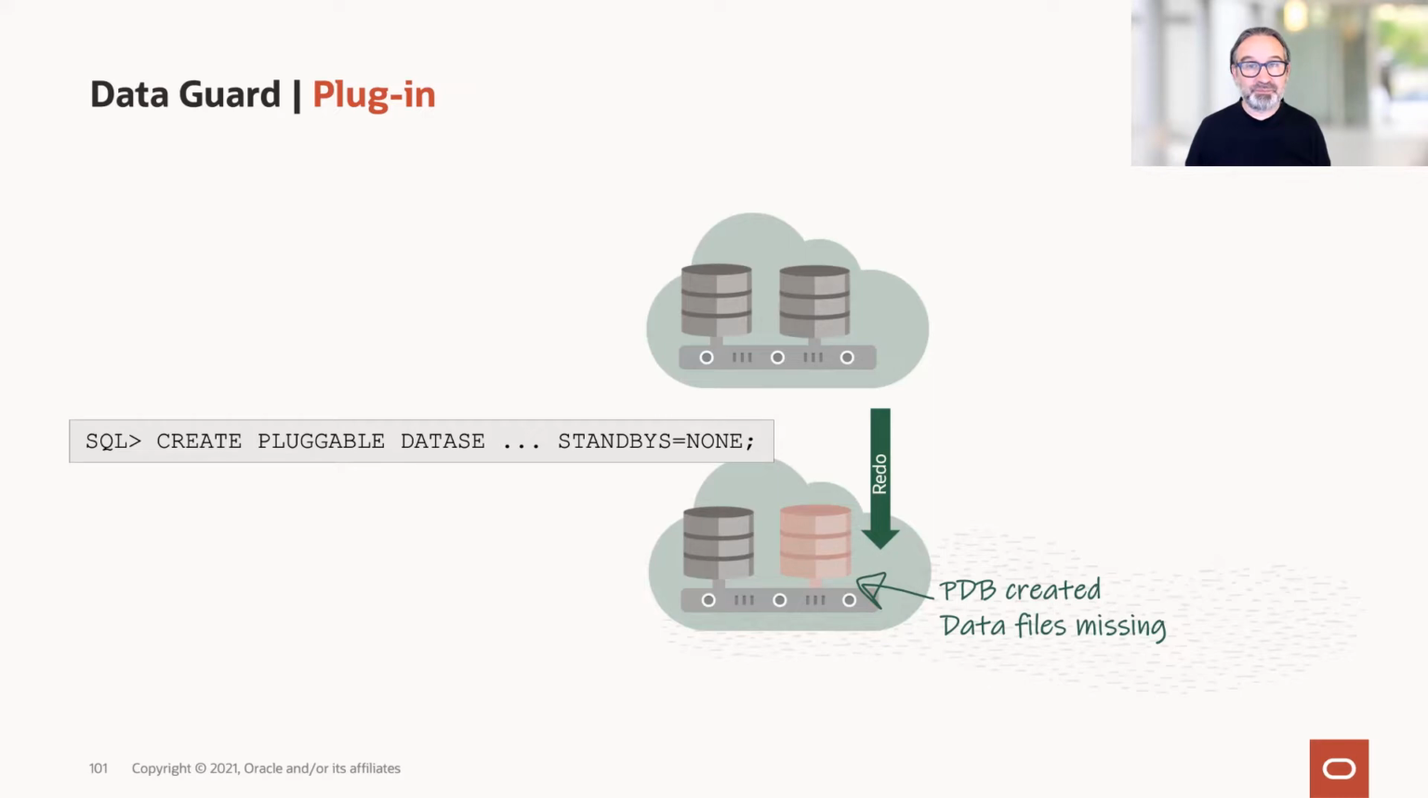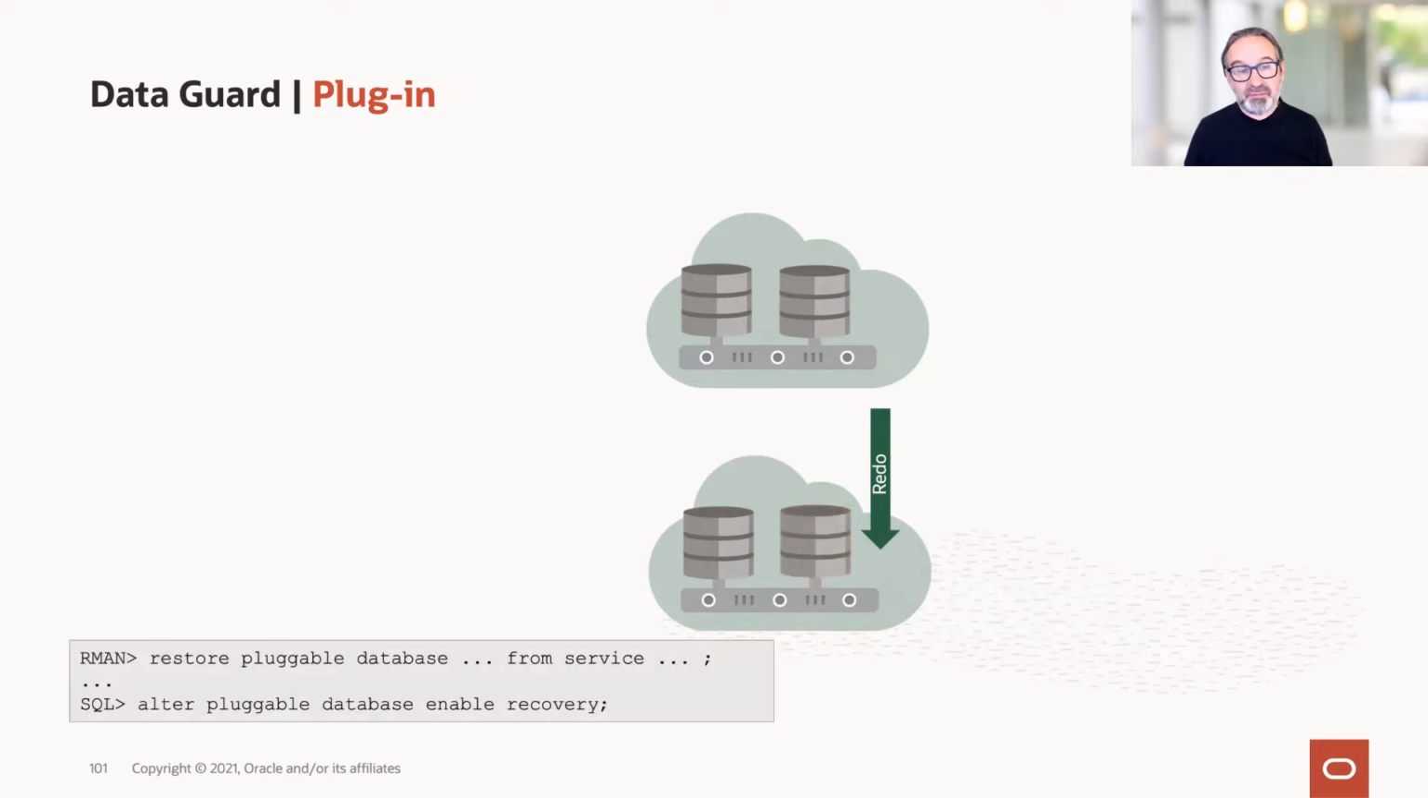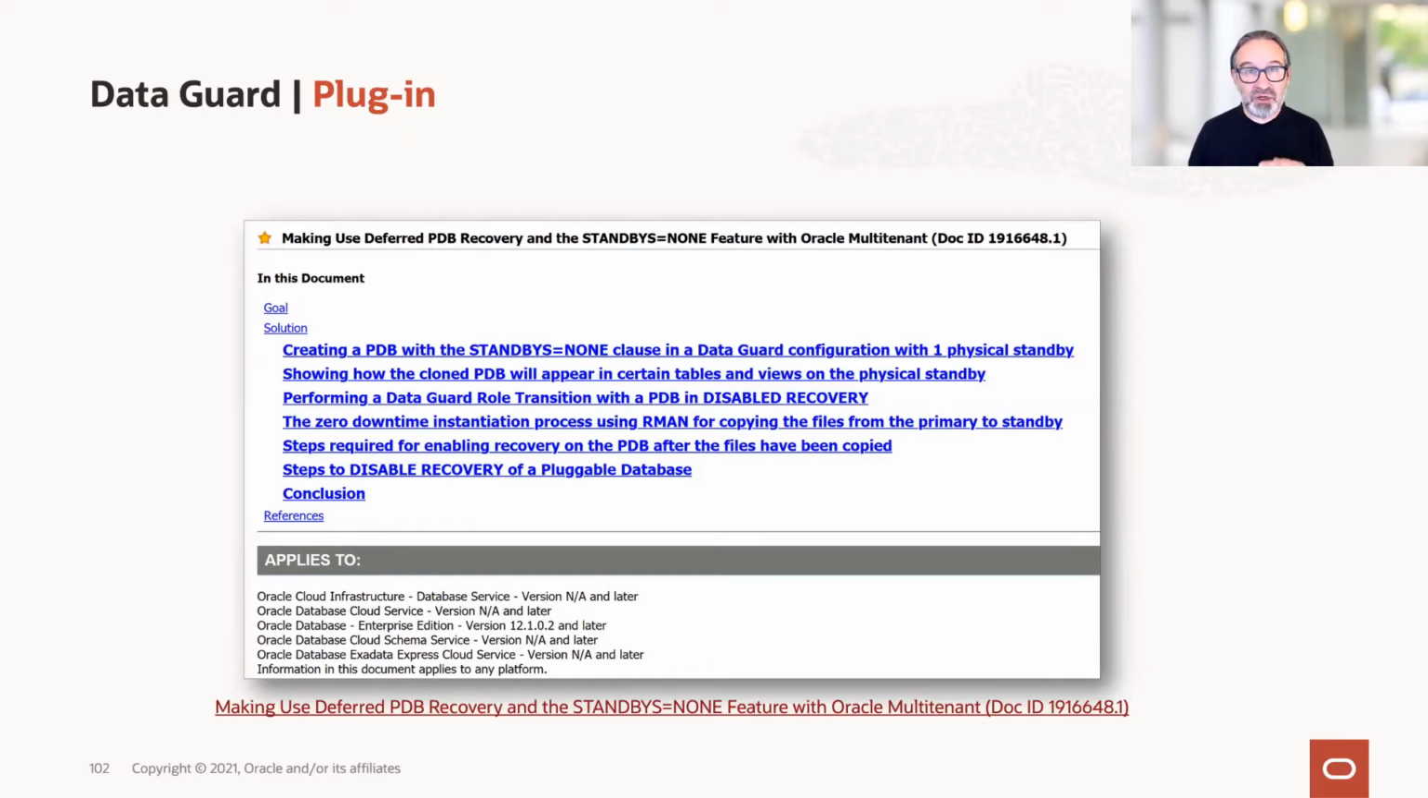They are missing. Then I enter RMAN, and in RMAN I do a restore pluggable database from service. And this will now restore everything needed for this pluggable database. Once the RMAN part is finished, I enter the pluggable database and call alter pluggable database enable recovery, and then it will recover everything necessary. That's it. You can read the entire process in this MOS note here, making use of deferred PDB recovery and the standbys=none feature in multitenant.